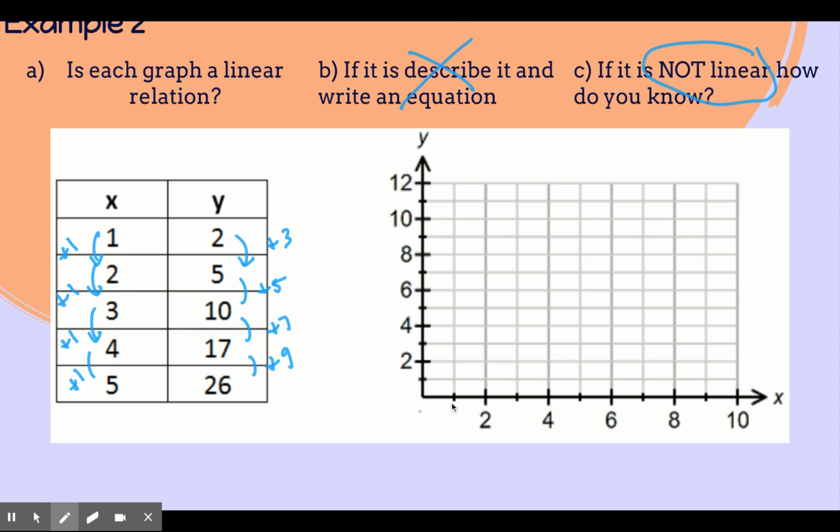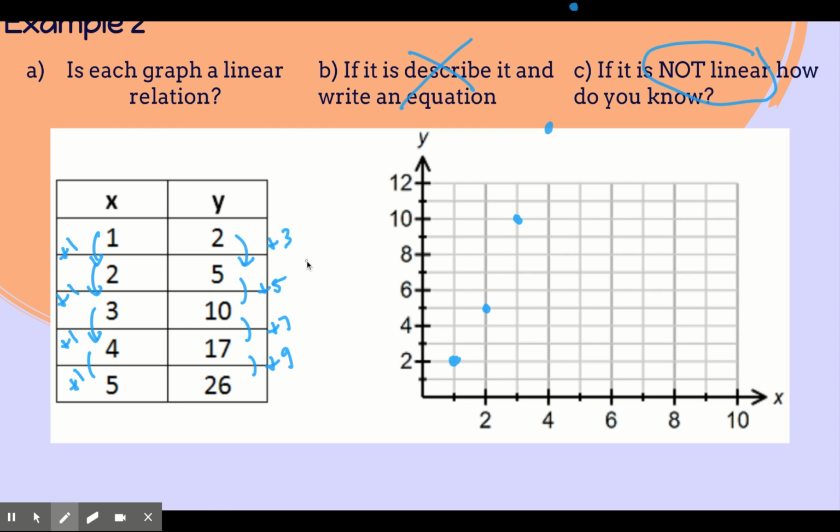Okay. And I'll show this to you on a graph. We're going to graph it. So x is 1, y is 2. So 1, up 2. X is 2, y is 5. So 2, 5. 3, 10. So x is 3, and y, your dependent, is 10. 4, 17. I'm looking like up here somewhere. And then even 5, 26. And we're looking like way up here.